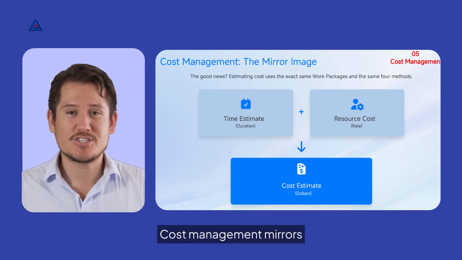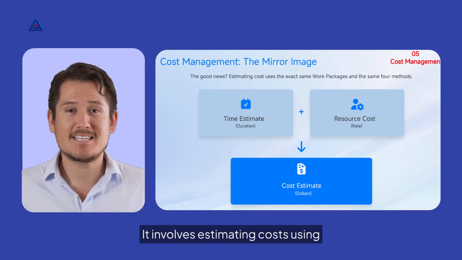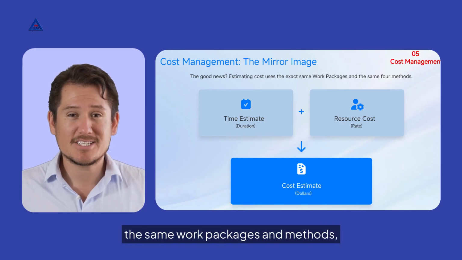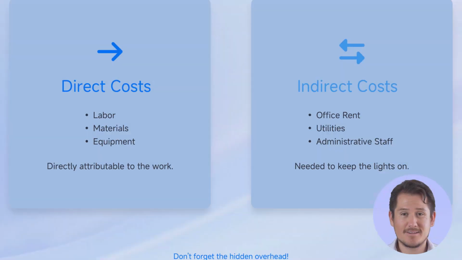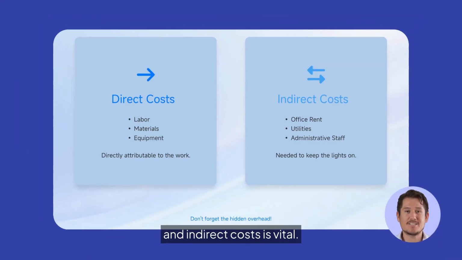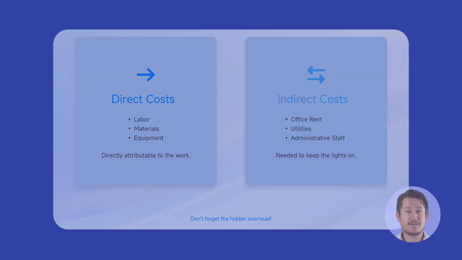Cost management mirrors schedule management. It involves estimating costs, using the same work packages and methods, ensuring financial resources align with project needs. Understanding direct and indirect costs is vital. Direct costs are directly tied to the project, while indirect costs, like utilities, support overall operations. Both must be accounted for.